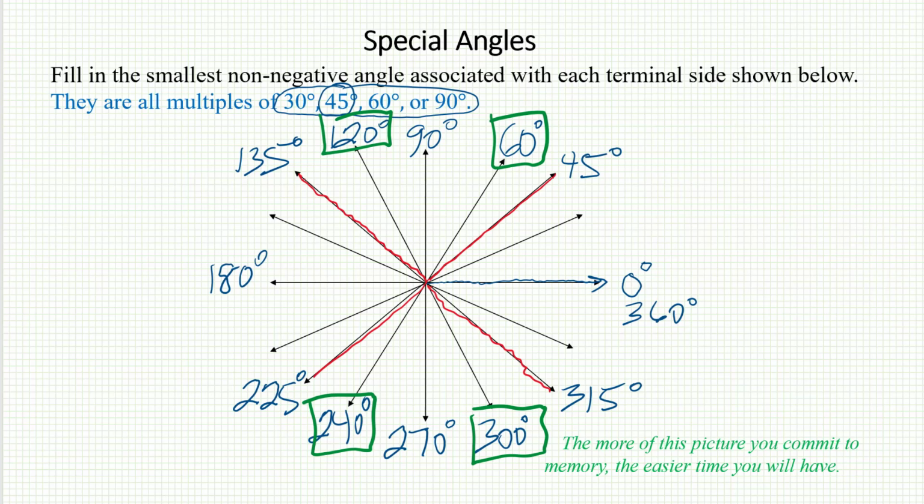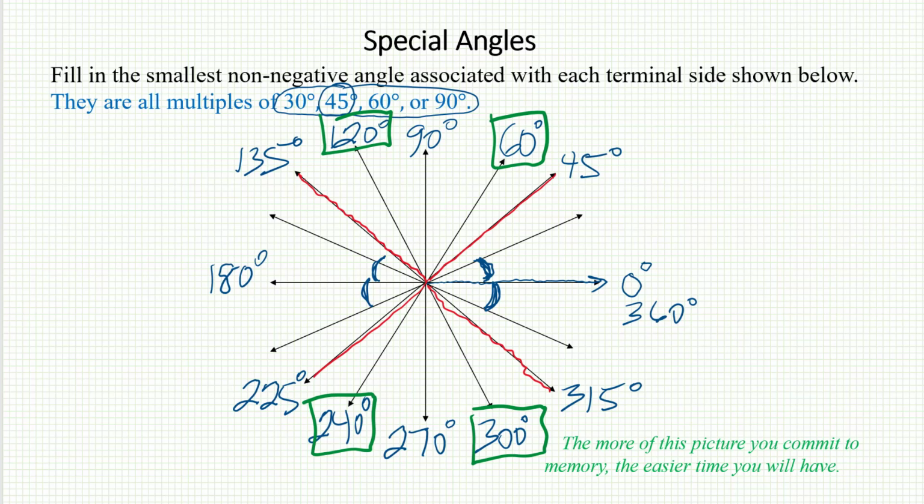The final category is the multiples of 30. Again, many of the angles we've already written down are multiples of 30, but the ones we're going to point out now are all of the ones that are exactly 30 degrees away from the x-axis. There's one here, there's one here, there's one here, and there's one here. In fact, I could have said the same thing about the others, all the angles that are 45 degrees away from the x-axis, or all the angles that are 60 degrees away from the x-axis.